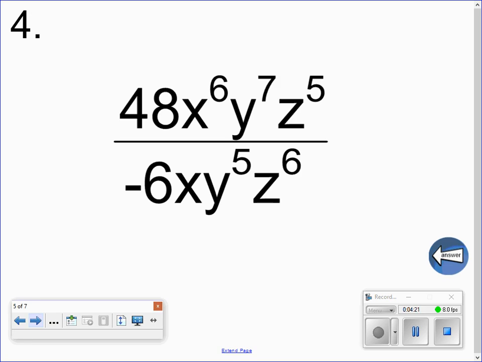Okay, so looking at this next one, we have 48 x to the 6th, y to the 7th, z to the 5th, divided by negative 6x, y to the 5th, and z to the 6th. So 48 divided by negative 6 is going to be negative 8.